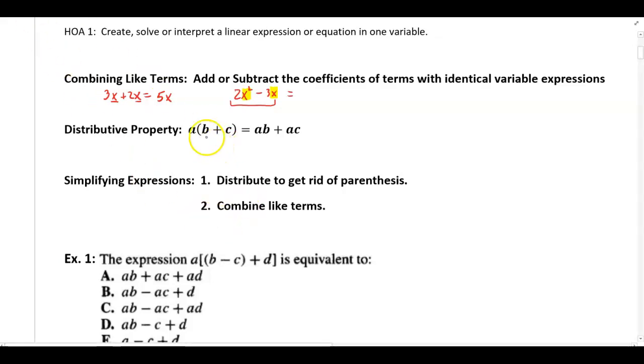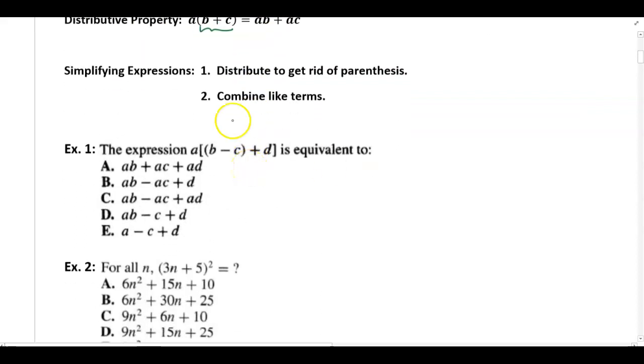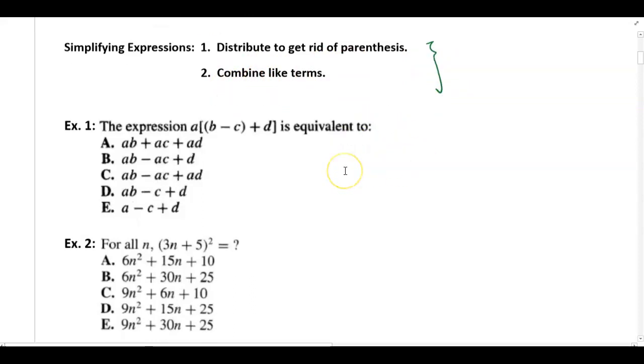Next, distributive property, something you guys have used a ton. That's when we multiply everything in the quantity by the outside factor. So a times b gives me ab, a times c gives me ac. Remember, if you multiply and get a positive, we add it. If you multiply and get a negative, you subtract it. Now when we simplify expressions, we're distributing to get rid of the parentheses, and then we combine like terms. So always remember to do it in this order.